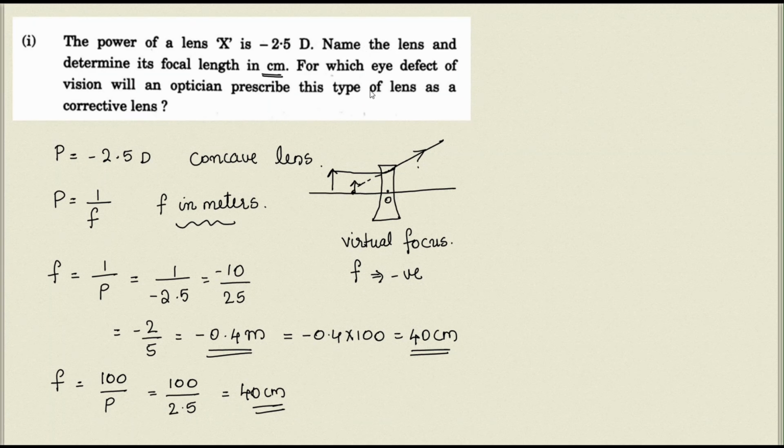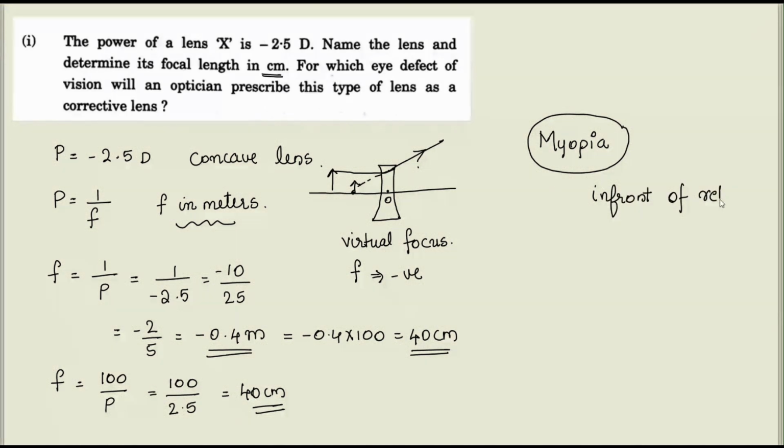Now, for which eye defect of vision will an optician prescribe this type of lens as a corrective lens? For which eye defect? Definitely it is myopia. Now, what was myopia? Myopia is nearsightedness or short-sightedness where the person can see only nearby objects and distant objects are not clear for them. So, the problem they are facing is the image will be formed in front of the retina, isn't it? For a myopic person, the image will be formed in front of the retina.